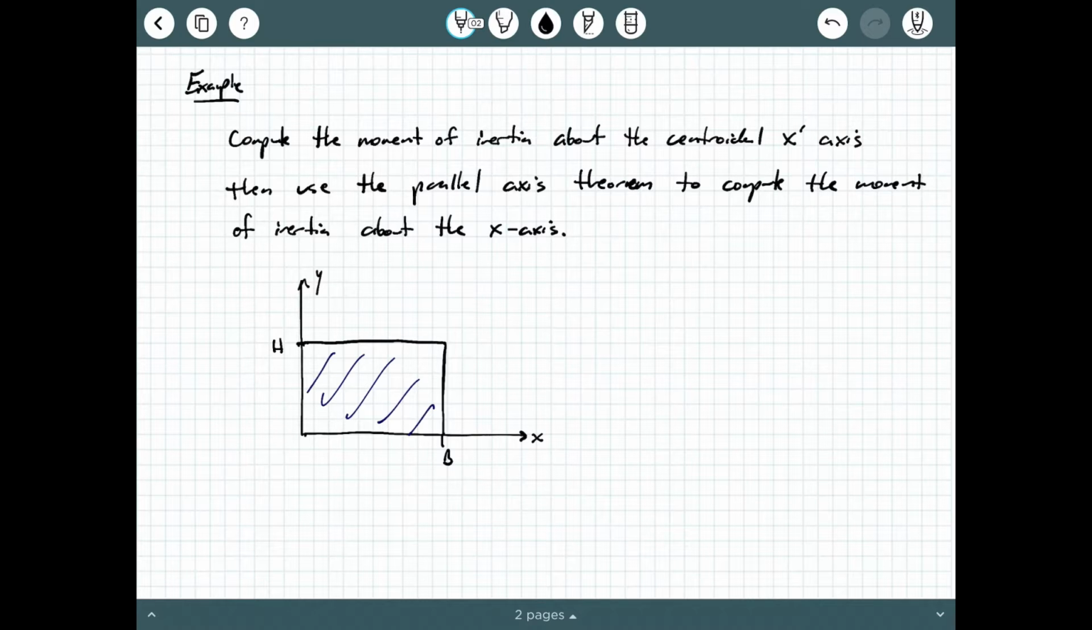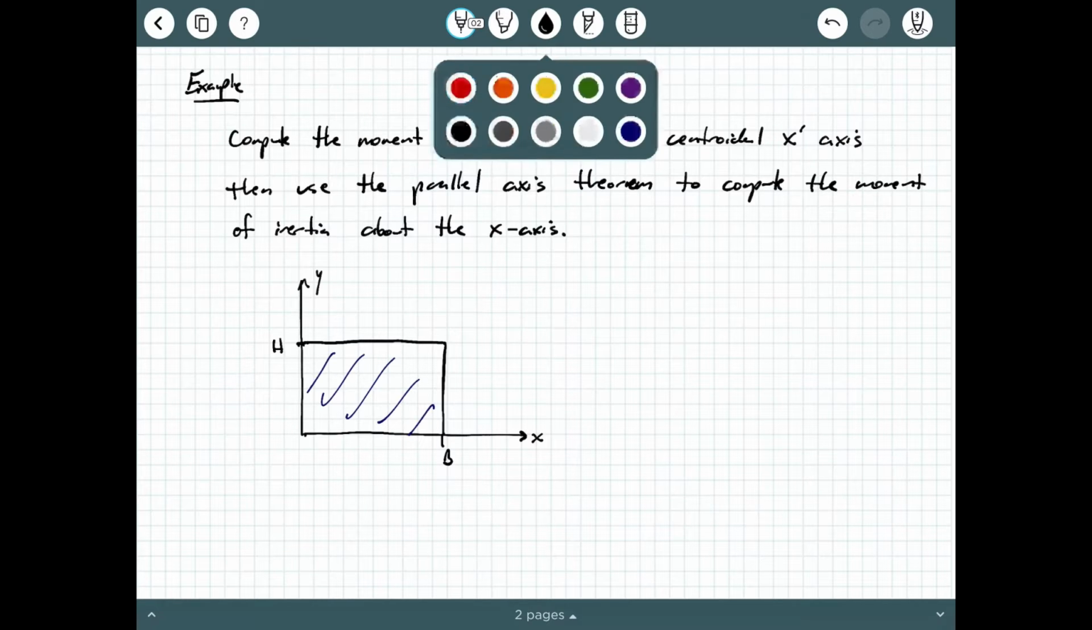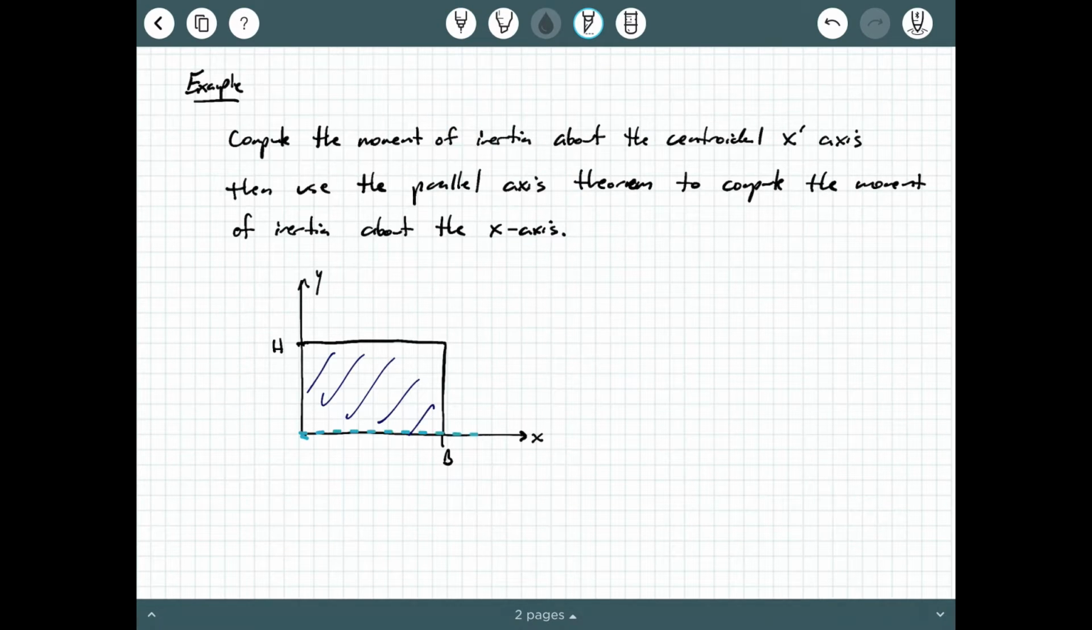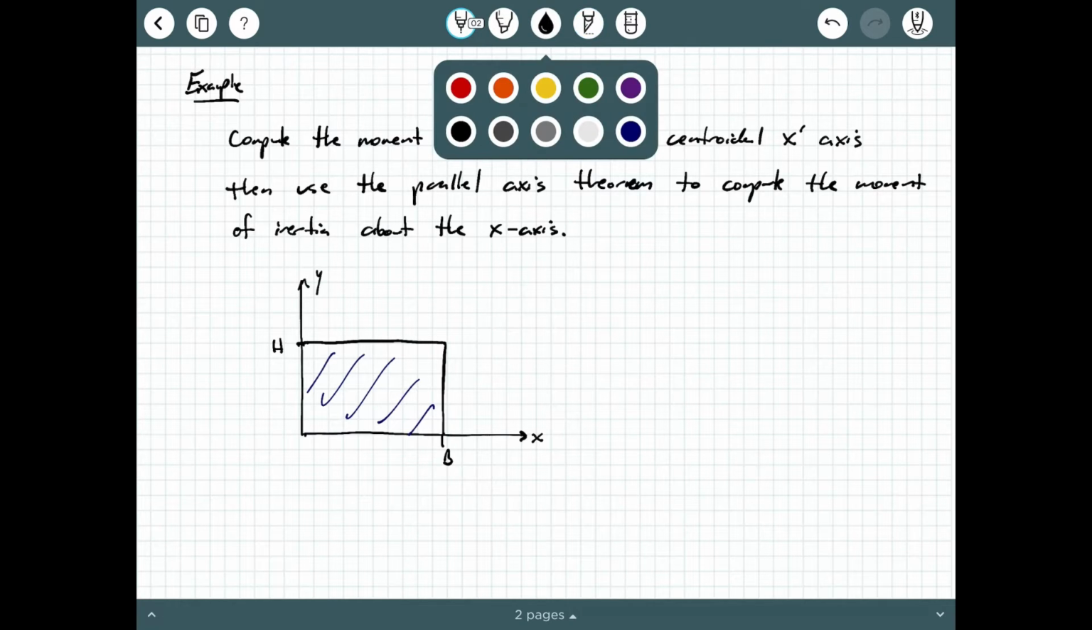In this example, we're being asked to compute the moment of inertia about the centroidal x prime axis, then use the parallel axis theorem to compute the moment of inertia about the base x-axis, which we see is down here. So the first thing we notice is that this is a rectangle again, similar to the previous example. But again, we're being asked to compute the moment of inertia first about the centroidal x prime axis.